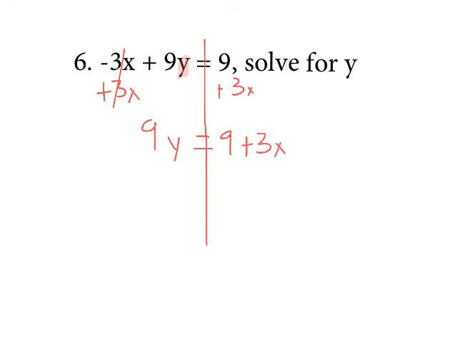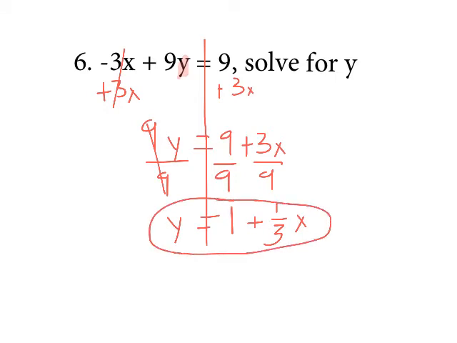Okay, my second opposite operation to get rid of that 9 is divide by 9 on every piece. So I have y equals 9 divided by 9 is 1. 3 divided by 9, I can reduce that by 3 on top and bottom to get 1 over 3. So plus 1 over 3x. Okay, any questions so far? All right, let's look at our back page.